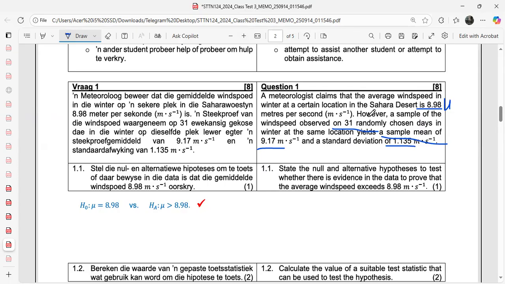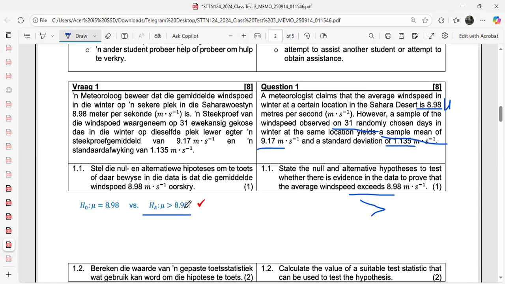However, observed is chosen. Oh, wait. Okay, wind speed. However, a sample of the speed chosen in winter at the same location yields a sample mean and a standard deviation. So when you formulate this, you see that it says state the null and alternative hypothesis to test whether there is evidence in the data to prove that the average wind speed exceeds, which is greater than. So it means under an alternative, you're going to say greater than.